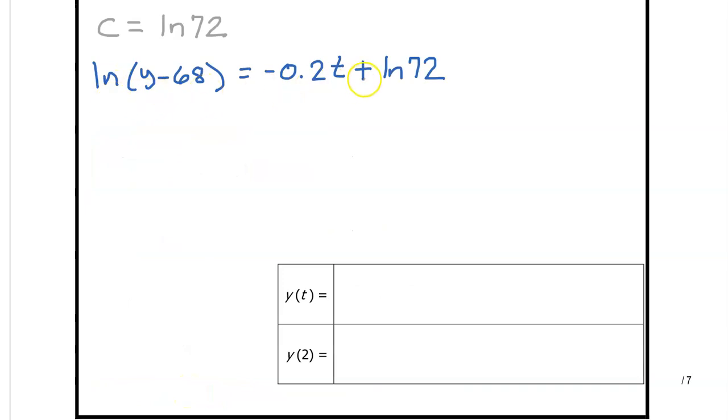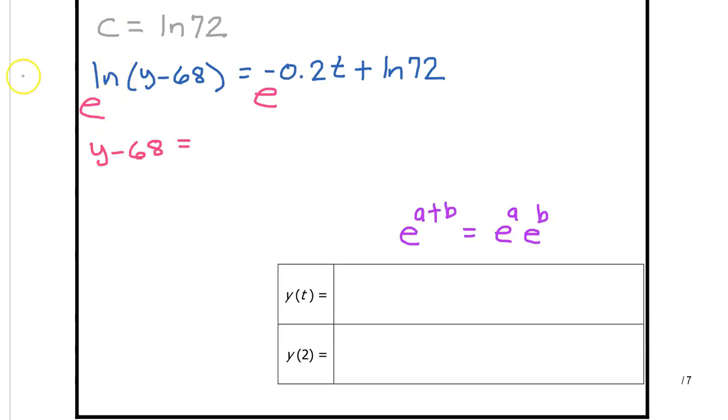To solve this equation for y, we can exponentiate both sides of the equation, meaning we can drop a base e on both sides, making the left and the right an exponent of e. Base e and natural log are inverse functions which cancel each other out. So on the left side, we just have y minus 68.